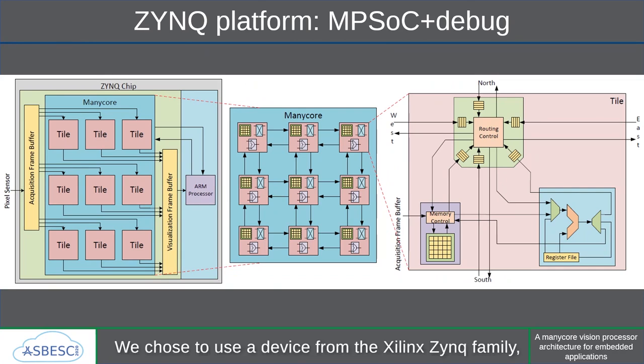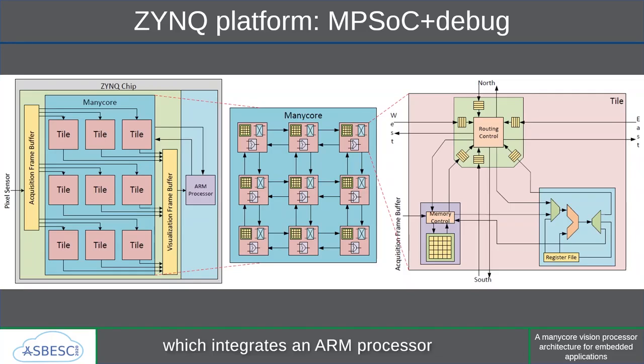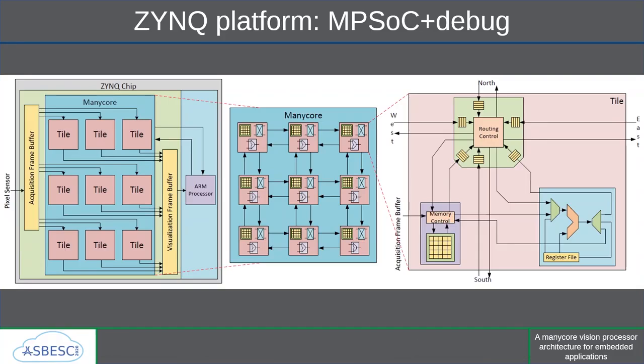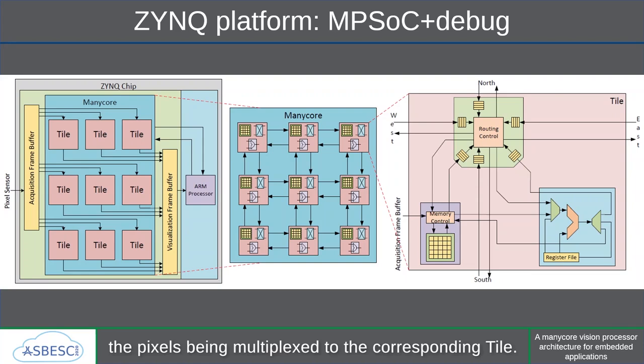We chose to use a device from the Xilinx ZYNQ family, which integrates an ARM processor with reconfigurable logic. The ARM processor is used to program the processing elements and debug the MPSoC using the AXI bus, which is a standard of the ZYNQ family. In this work, the image is sent by the ARM, emulating the operation of a typical image sensor, the pixels being multiplexed to the corresponding tile.